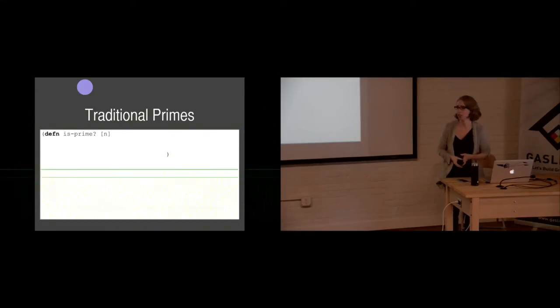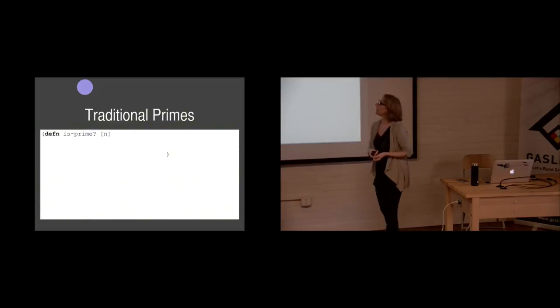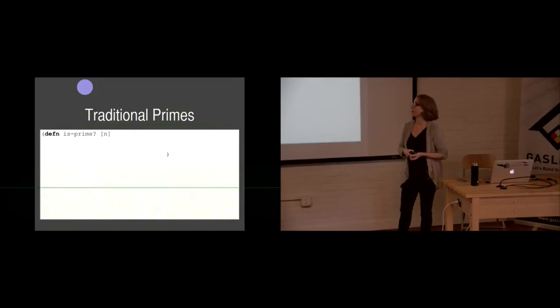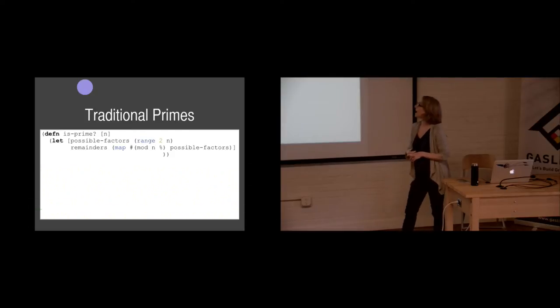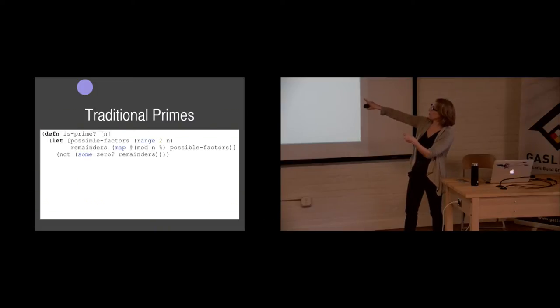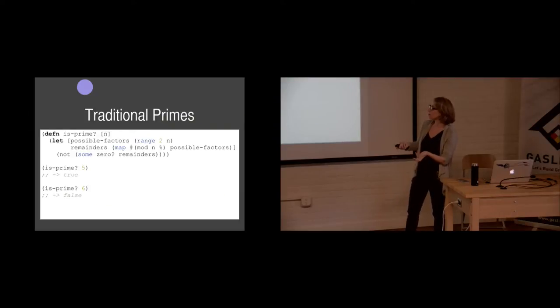If you wanted to make a function to see if a number is prime, you could define a function called is-prime? that would take an argument of n for a number. We're going to do this completely naive. You could find the possible factors by just looking at numbers from 2 up into that n and then seeing what the remainders are by looking at the mod across all those. And then you could just see if any of those were zero, and if there weren't any, then it would be prime. So if you have is-prime? 5 is true, is-prime? 6 false.